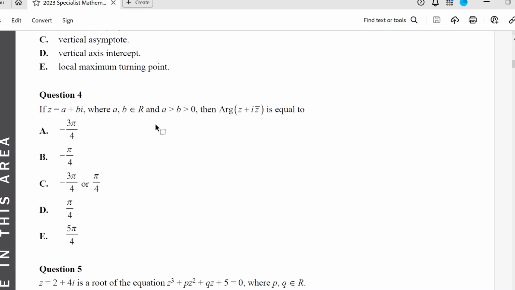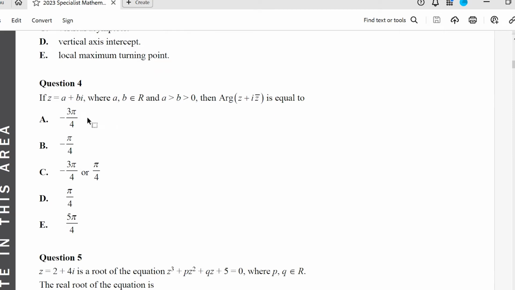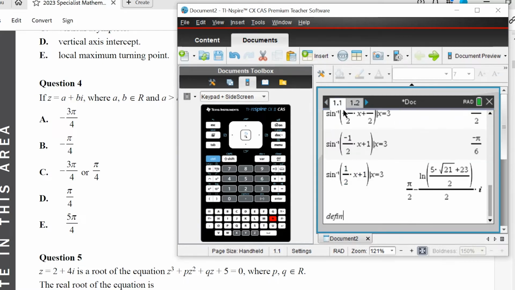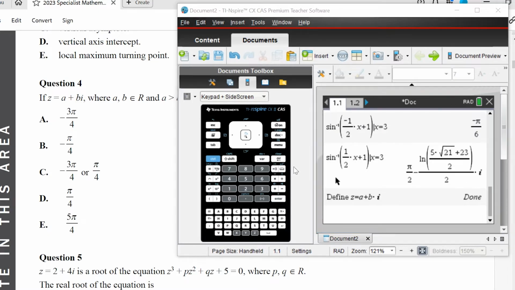All right, this one looks a little bit interesting. z is a plus bi, a and b are real numbers, positive, arg of z plus i z conjugate. Okay, so on the CAS, we can define z to be a plus bi. This is often a useful trick for complex numbers. Don't forget though, we can't just use this i, we need to use this i. And then pretty much just type this in.